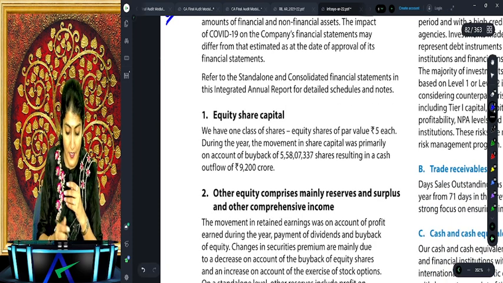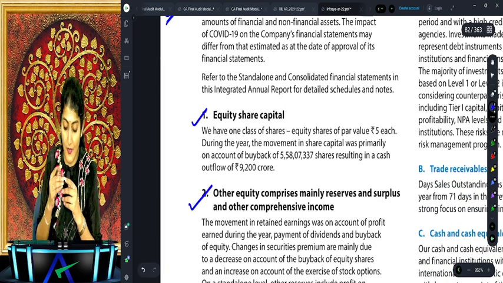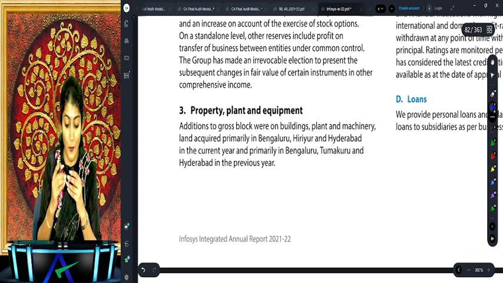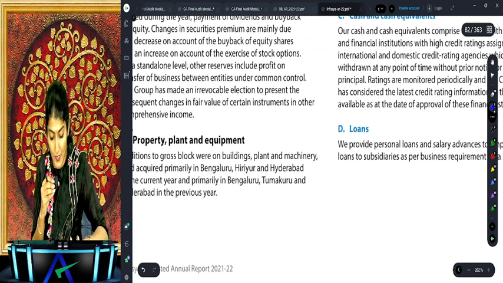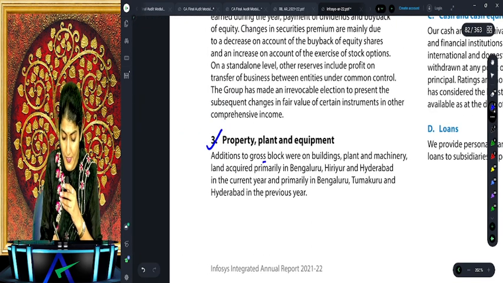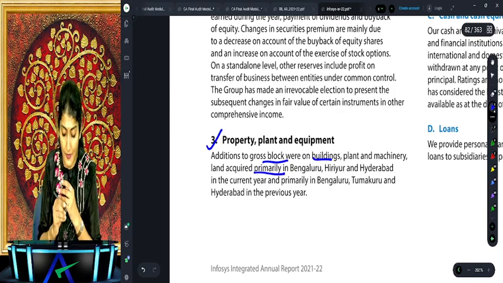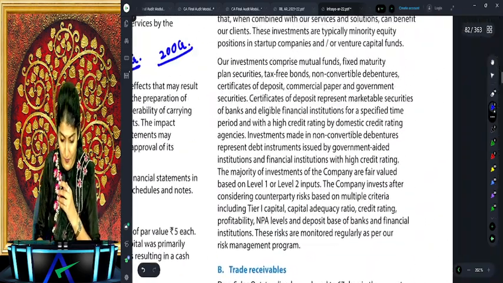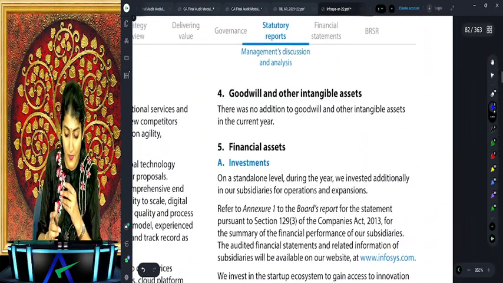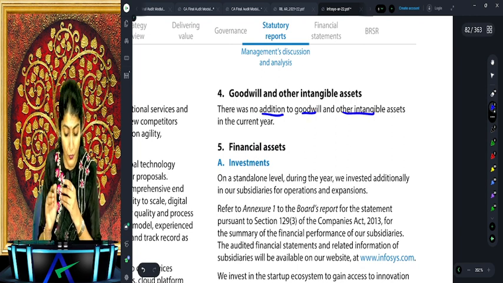Okay, why was there a change in the equity? Why was there a change in the other equity? Why was there a change in the PPE? Why was there a change? Because we purchased the assets, acquired land in these areas during the previous year. Then what does it say? Why was there no addition to goodwill? So no change over there.